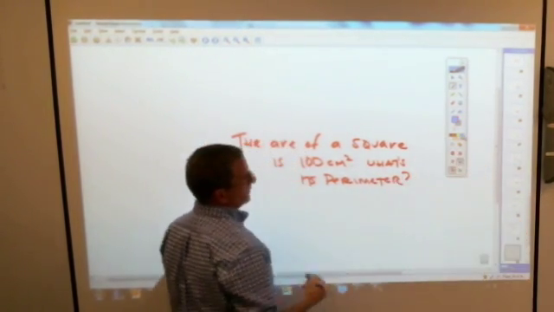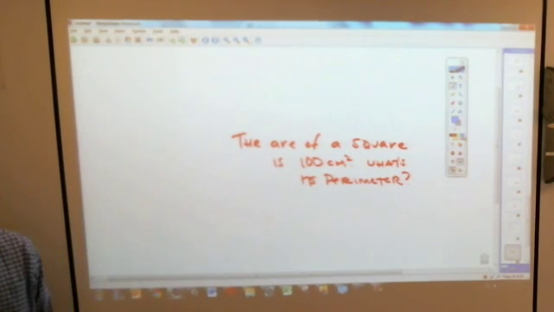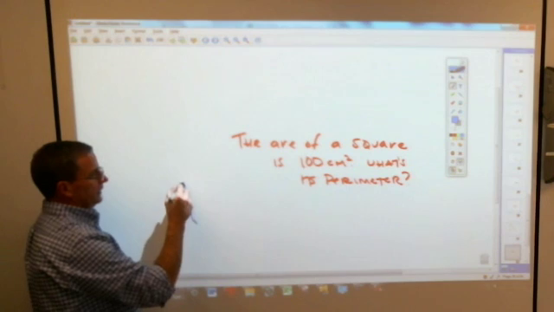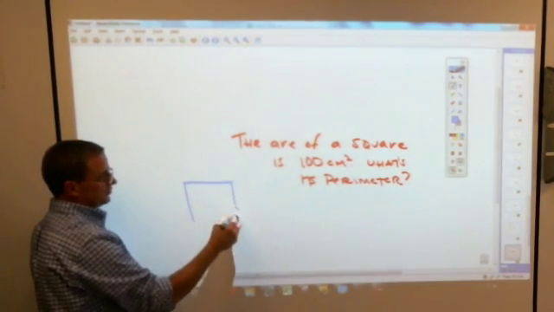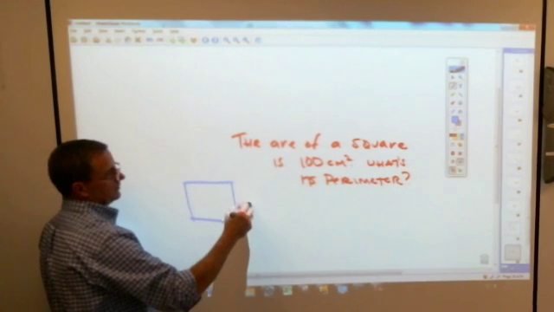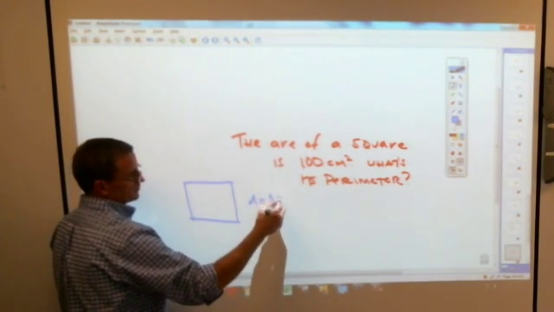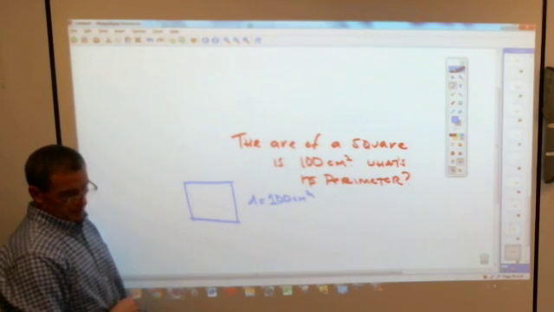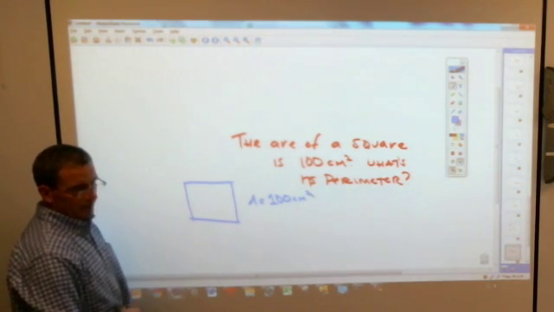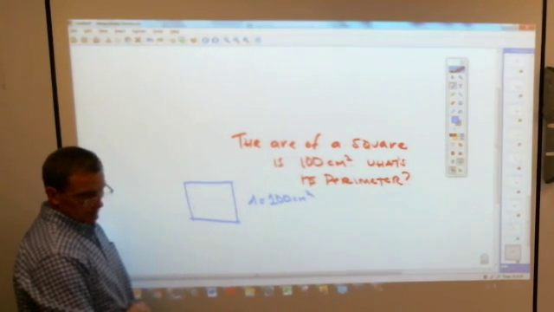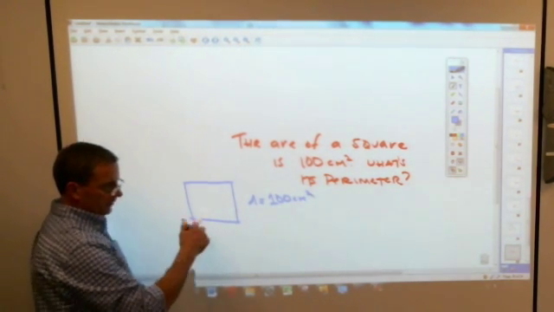Well, like we talked about there, children, the first thing you'd have to do is sketch it out. And what information do we know about this square? We know its area, Charlie, is 100 centimeters squared. How in the world am I going to find out what its perimeter is? Because to find perimeter, I have to add up all of its sides, but I don't know its sides, or do I? Well, you think about what the formula for area is.